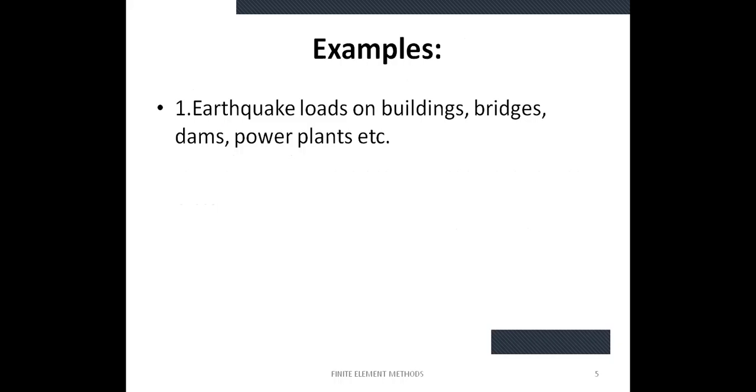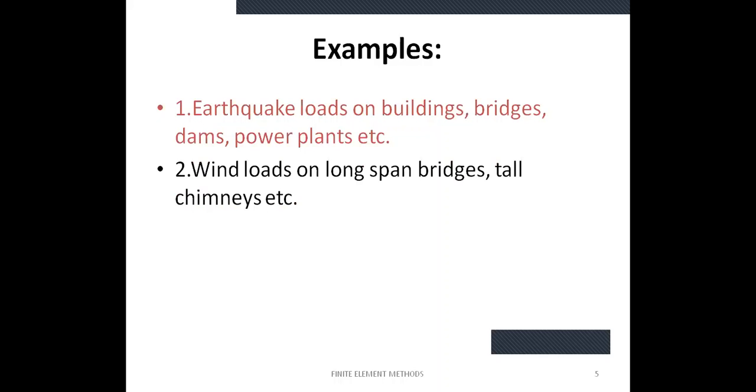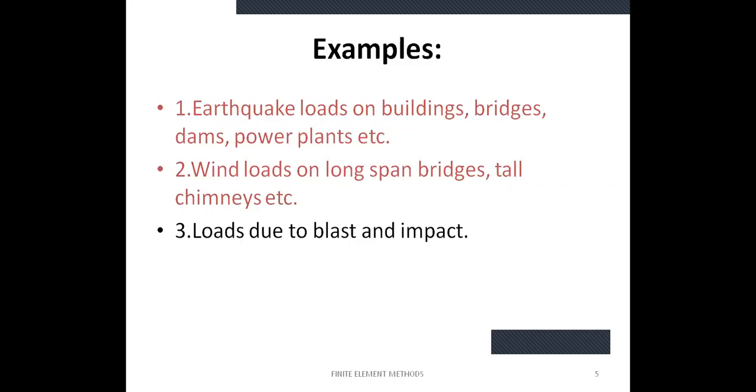Now let us see a few examples that belong to dynamic loads. The first example is earthquake loads on buildings, bridges, dams, power plants, etc. The second one is the wind load on long span bridges, tall chimneys, etc. The third example of dynamic loads would be the loads due to blast as well as impacts.